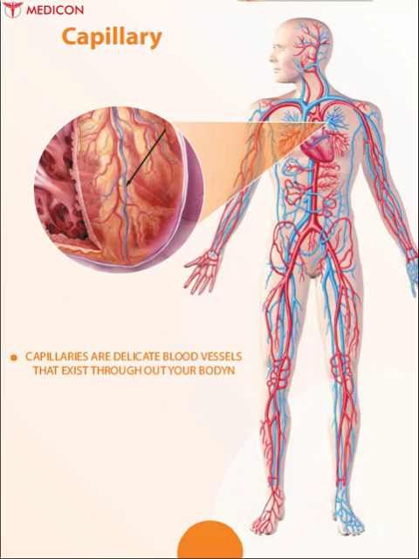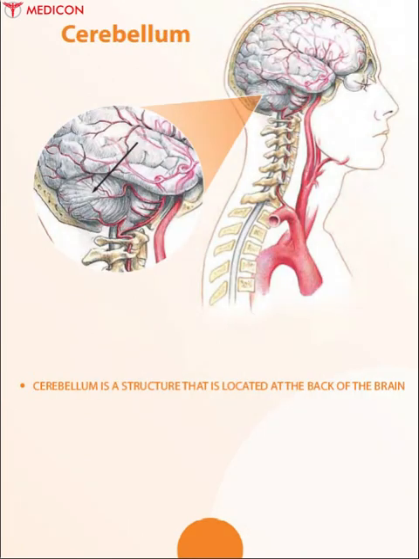Capillaries. Capillaries are delicate blood vessels that exist throughout your body. These capillaries transport blood, nutrients, and oxygen to the cells in your organs and body systems. Cerebellum. Cerebellum is a structure that is located at the back of the brain, underlying the occipital and temporal lobes of the cerebral cortex.